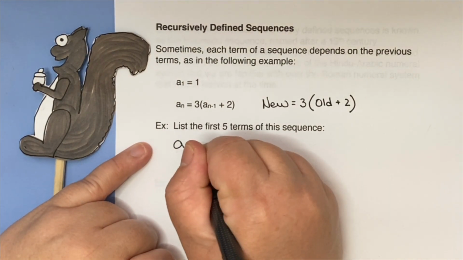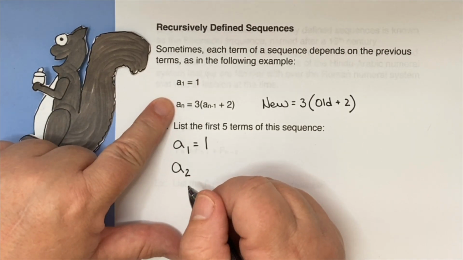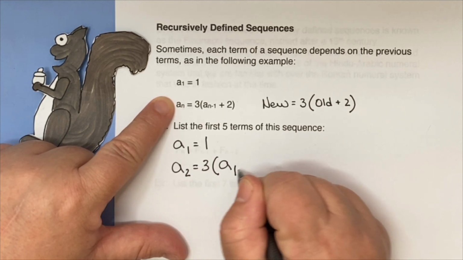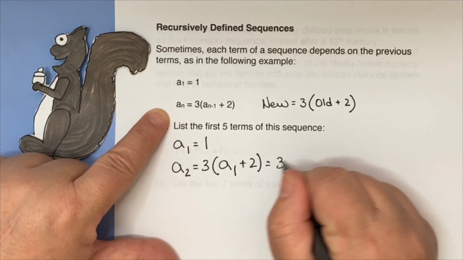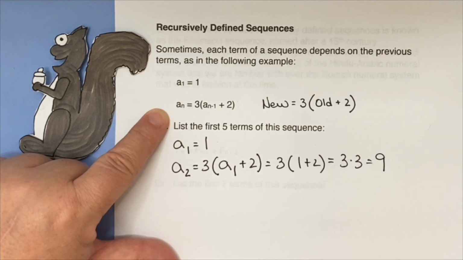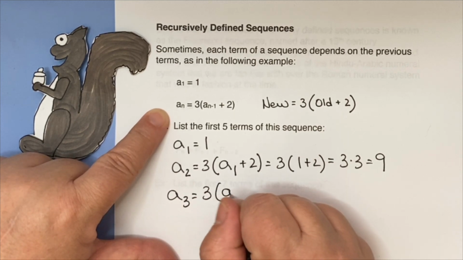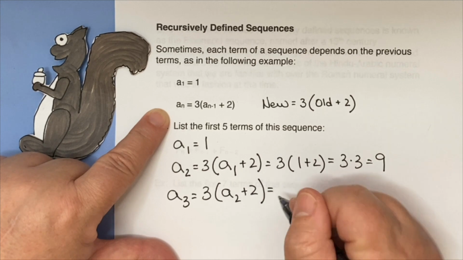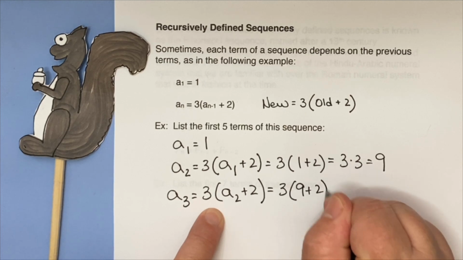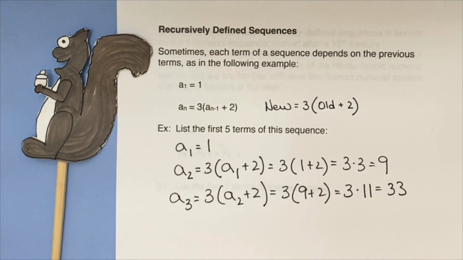So for example, a sub 1, they get us started with 1. A sub 2, following this pattern, is equal to 3 times a sub 1 plus 2. Well, that's equal to 3 times 1 plus 2. So that's 3 times 3, which is 9. So that's our a sub 2. A sub 3 is going to be 3 times the quantity a sub 2 plus 2. Okay, so that's 3 times 9 plus 2. That's 3 times 11, which is 33.